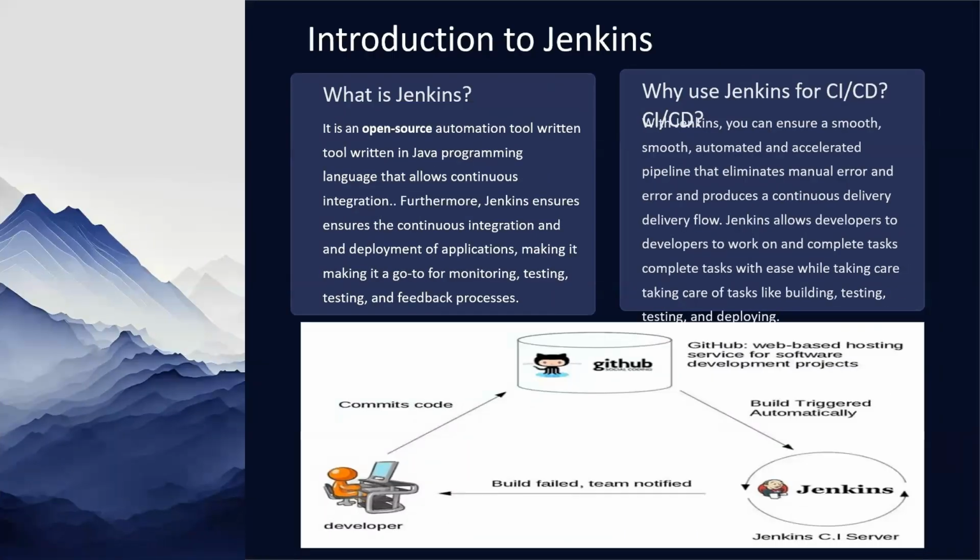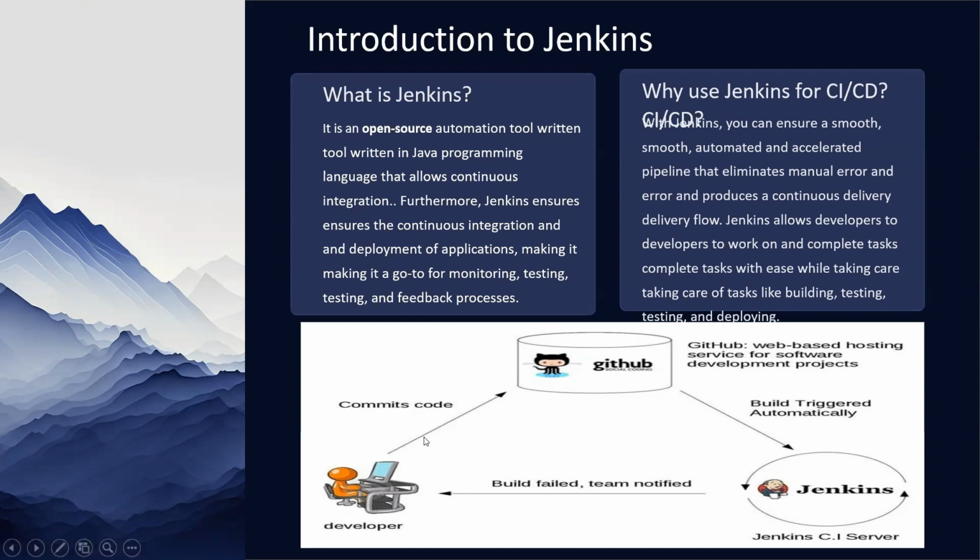Introduction to Jenkins. What is Jenkins? Jenkins is an open source automation tool written in the Java programming language that allows continuous integration. Jenkins ensures continuous integration and deployment of applications, making it a go-to for monitoring, testing, and feedback processes. With Jenkins, you can ensure a smooth, automated, and accelerated pipeline that eliminates manual error. Jenkins allows developers to complete tasks with ease while taking care of building, testing, and deploying.